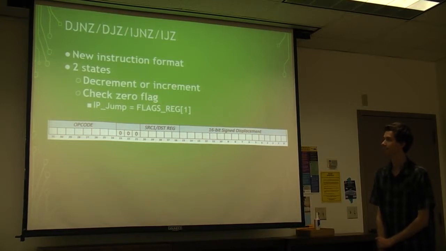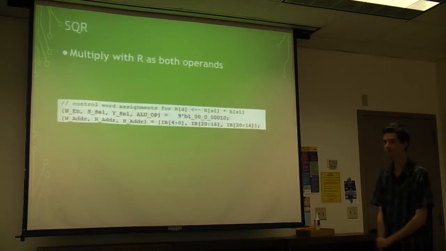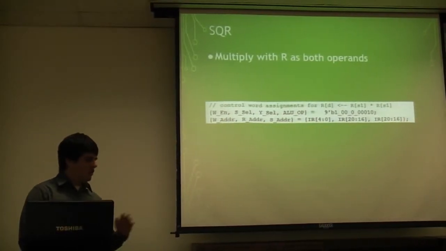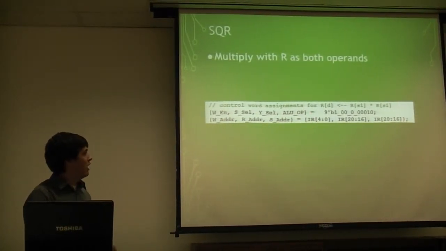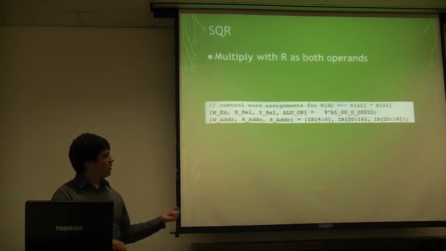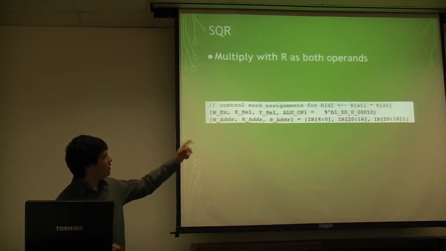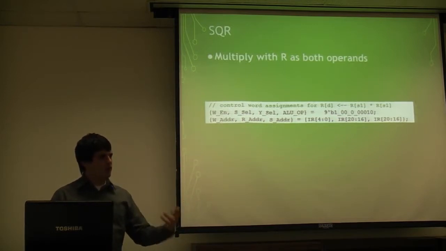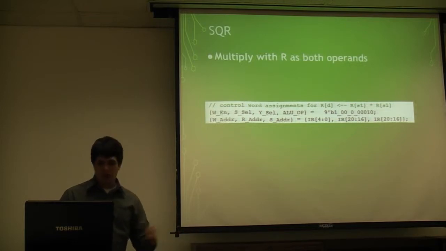Alright, so we added a couple of instructions that are similar, but fundamentally different in how they're implemented. The first one is our squared instruction. It basically will read the byte for the R register and put that into the R address and the S address, so a register will be multiplied by itself and output a 128-bit product.